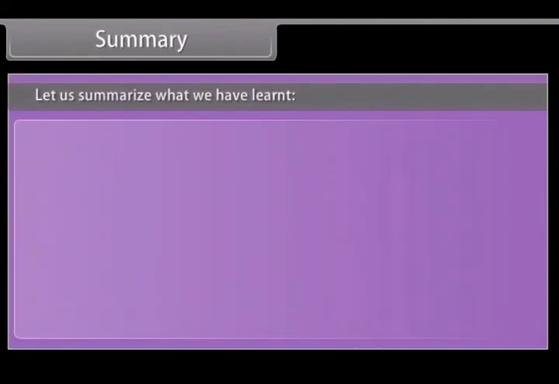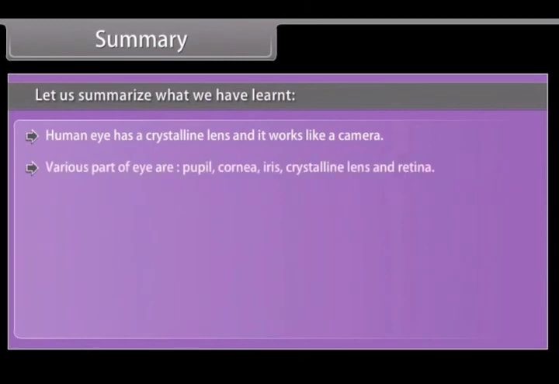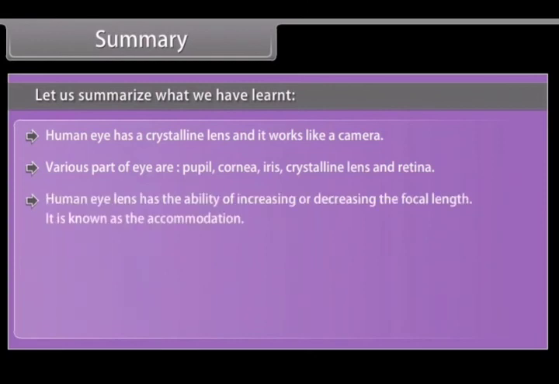Summary. Let us summarize what we have learned. The human eye has a crystalline lens and it works like a camera. Various parts of the eye are pupil, cornea, iris, crystalline lens, and retina. The human eye lens has the ability of increasing or decreasing the focal length. It is known as accommodation.